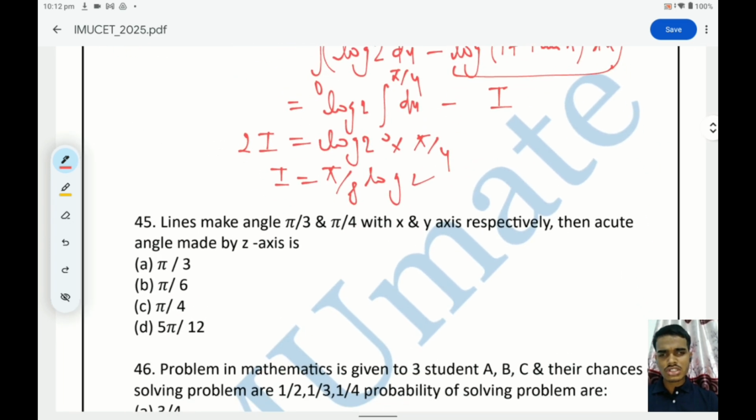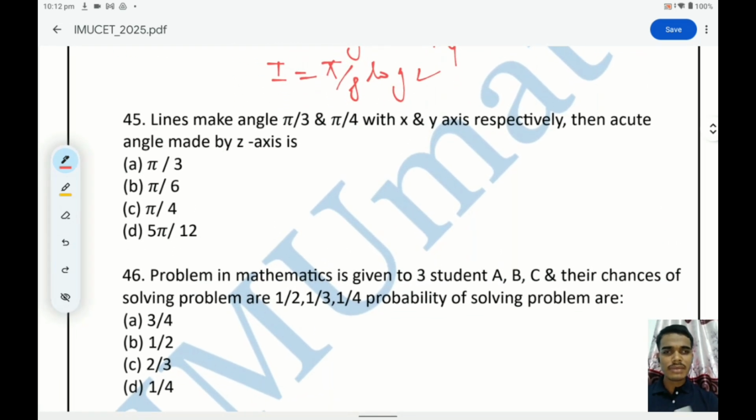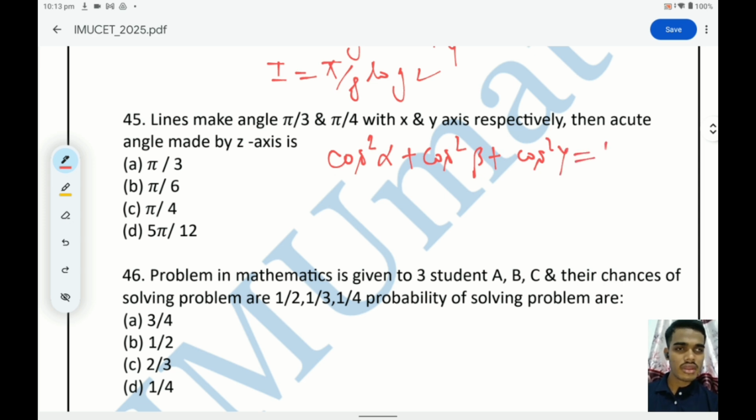Now about question number 45. A line makes angles pi upon 3, pi upon 4 with the x-axis, y-axis and z-axis. Simple question. This is just about cos squared alpha plus cos squared beta plus cos squared gamma is equal to 1. This is the simple formula to solve this question.